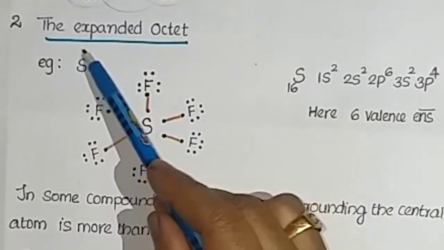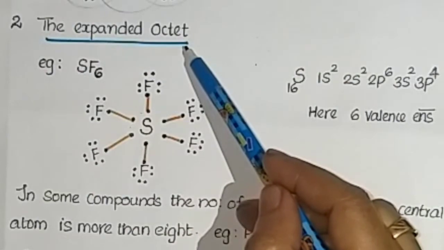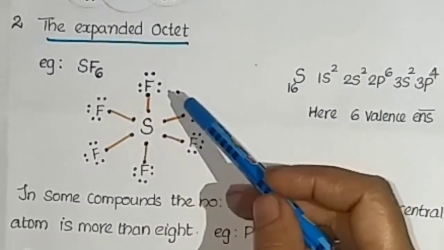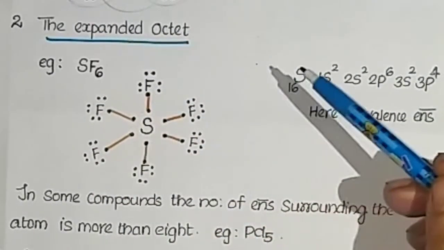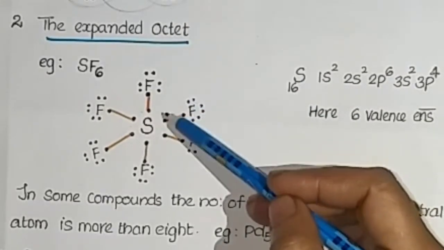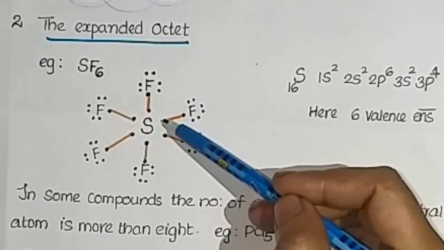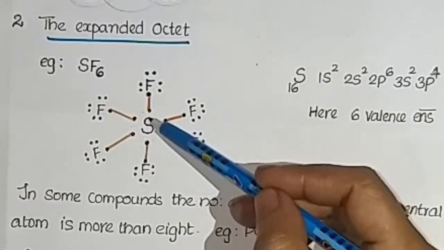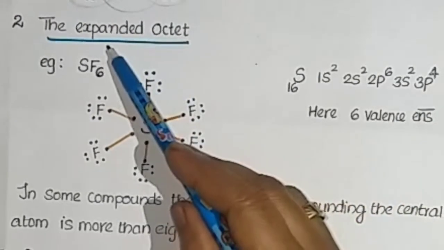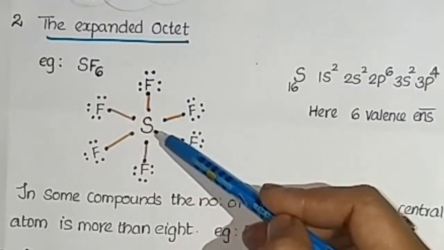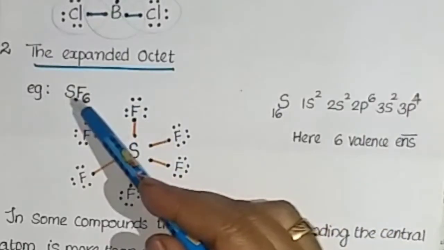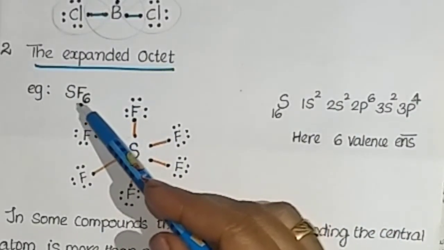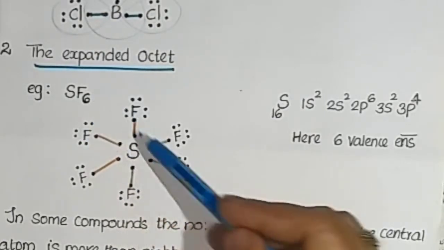Next limitation is the expanded octet. Expanded octet means in some compounds the number of electrons surrounding the central atom is more than 8 electrons. That is expanded, more than 8 electrons. For example, sulfur hexafluoride, SF6 molecule.